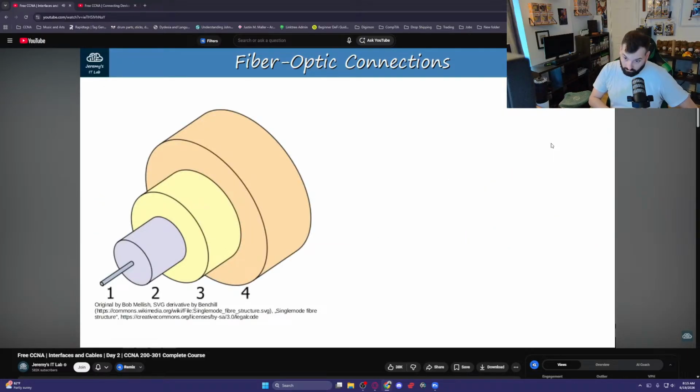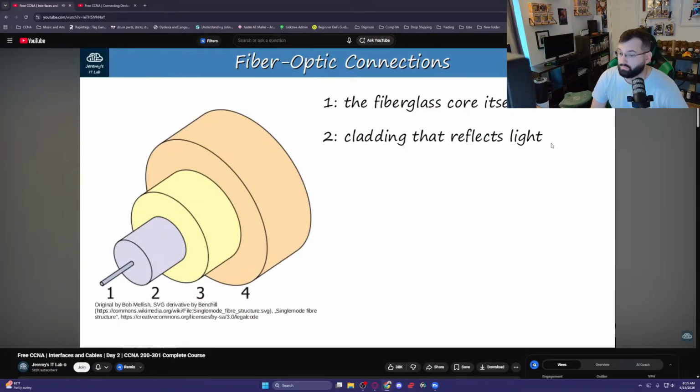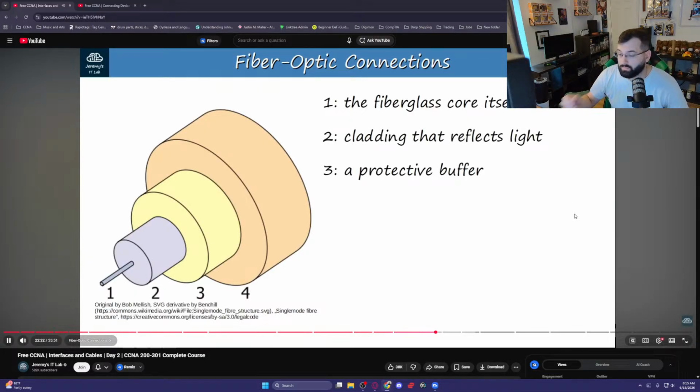Now let's examine the structure of the cable itself. There are 4 numbered parts in this diagram, from the center to the outer layer. Number 1 is the fiberglass core itself. Light is transmitted down this core to transmit data from one device to another. Number 2 is cladding that reflects light. Number 3 is a protective buffer, which protects the fiberglass from breaking. And number 4 is the outer jacket of the cable.